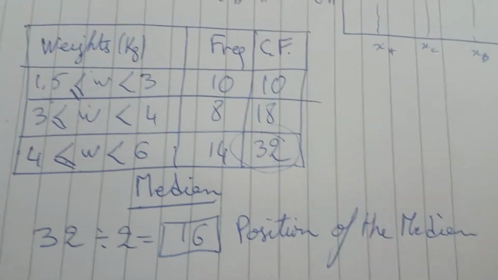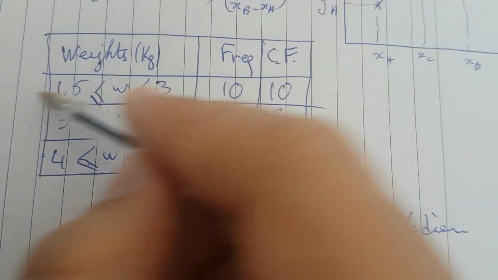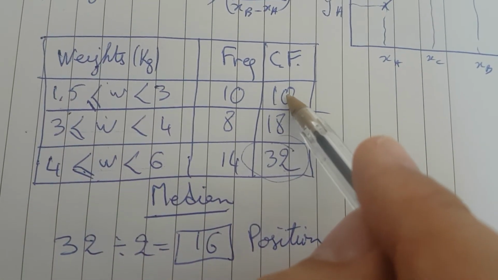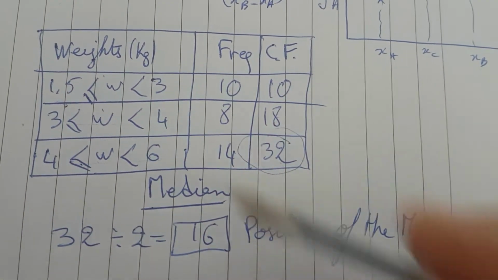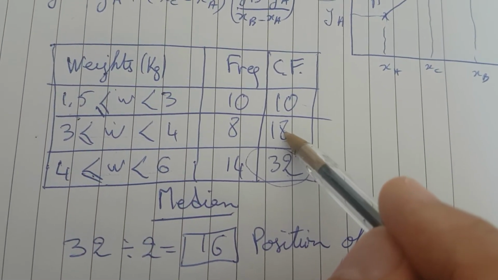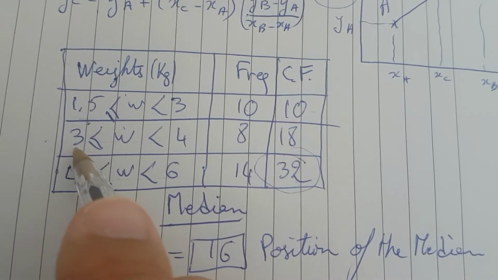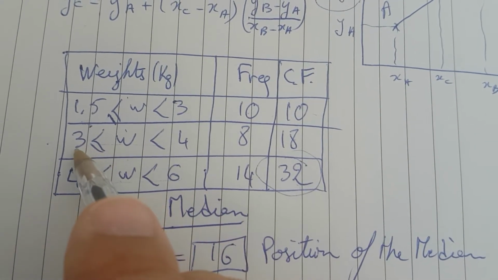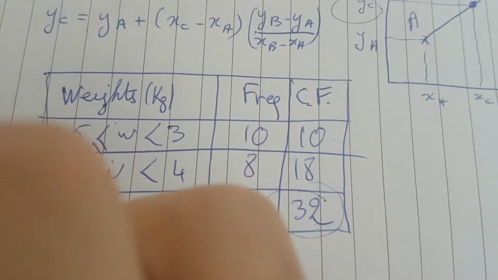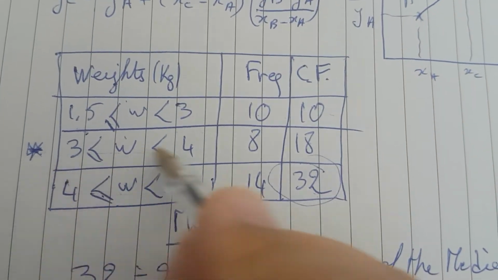Okay, the position of the median. Now we go back to the cumulative frequency. Up till here in the class interval we have 10, so the 16 is not in this class interval. If we move to the next interval, we have till 18. So between 10 and 18, the median, or the position 16, is going to be somewhere in this class interval.